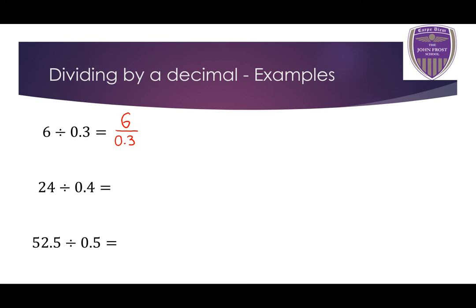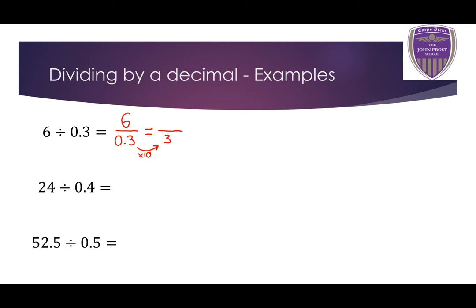Now, this still doesn't really help me with the answer, but I can use the rules of equivalent fractions to make a much easier question for myself. Rather than dividing by 0.3, it'd be much easier if we could divide by a whole number. And the quickest way to change a decimal into a whole number is by multiplying it by 10. So if I multiply 0.3 by 10, I get 3.